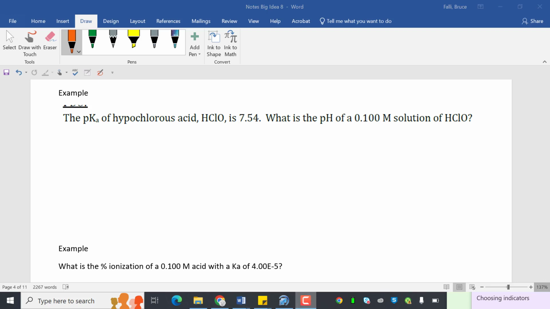Let me pause and get back with a calculator. So here we go. pKa of hypochlorous acid is this. What is the pH of a 0.1 molar solution of HClO?